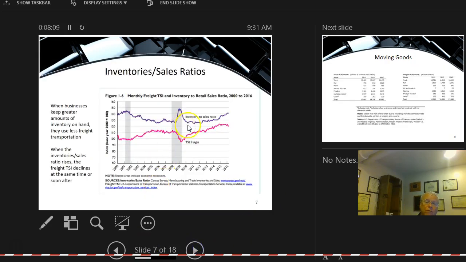And we've also talked about inventory to sales ratios. This is the latest number. This is for 2016. And we know that, again, here's the TSI freight. You can see the direction of it. So as inventories went up, transportation went down. That's the trend line you would expect to see. And as inventories start to rebuild, transportation starts to rebuild. So again, reinforcing the same concept that's out there.